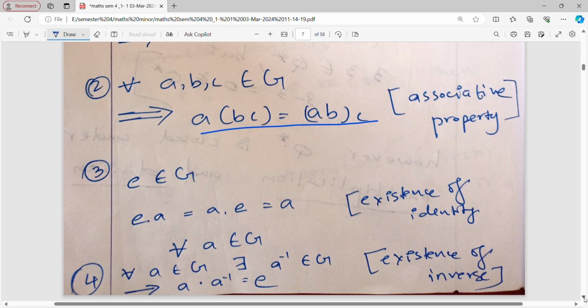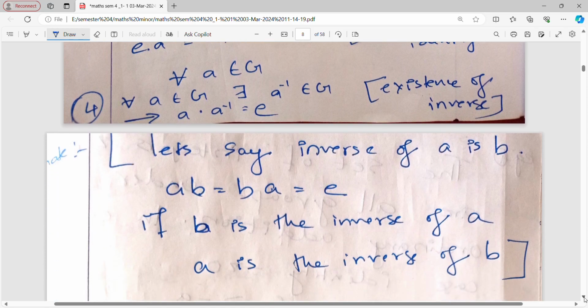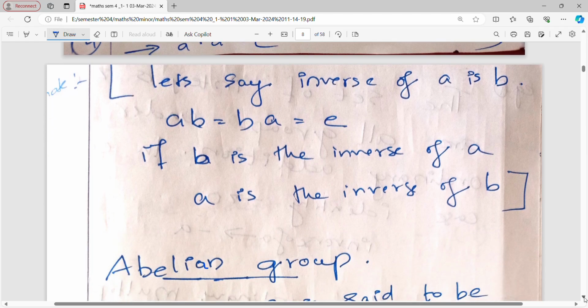Okay, fine. Then the fourth property is existence of inverse. For all A belongs to G, there must also exist A inverse that also belongs to G. A into A inverse must give you the identity of this particular set. So let's say inverse of A is B. That means AB is equal to BA equal to E. In that case we can say B is the inverse of A and A is the inverse of B.